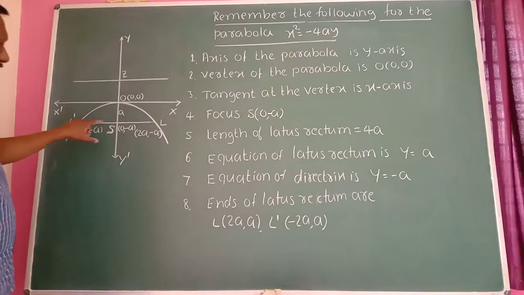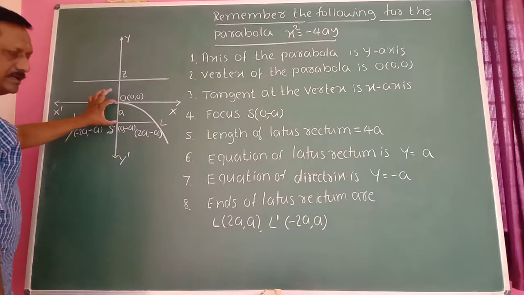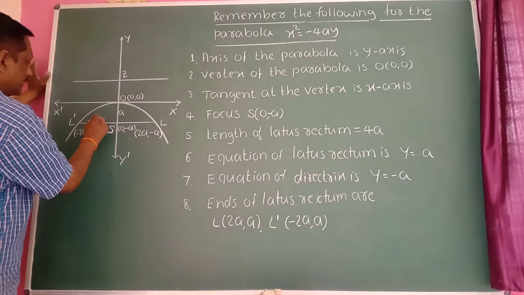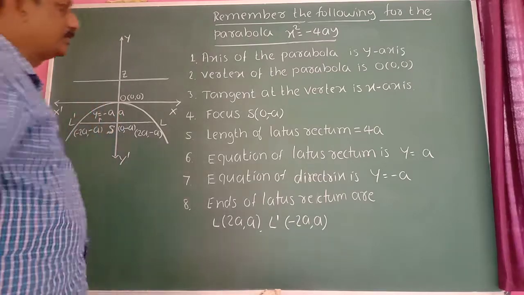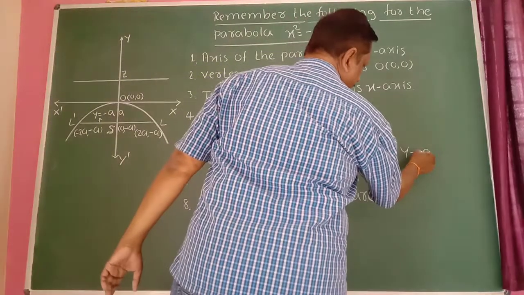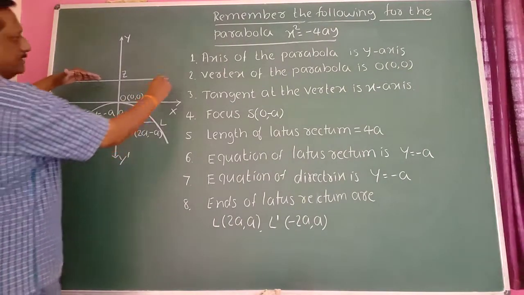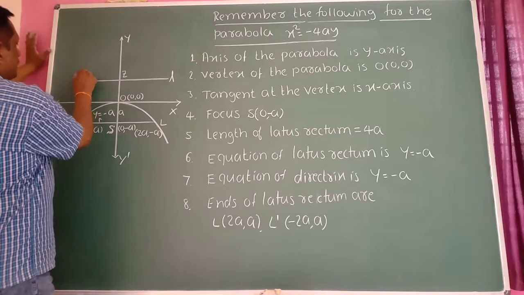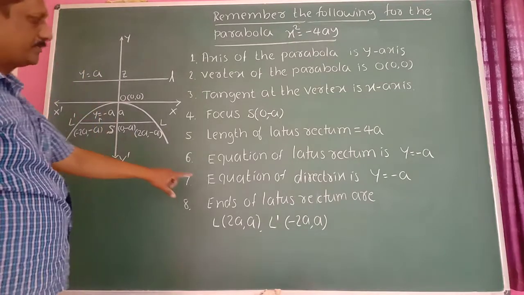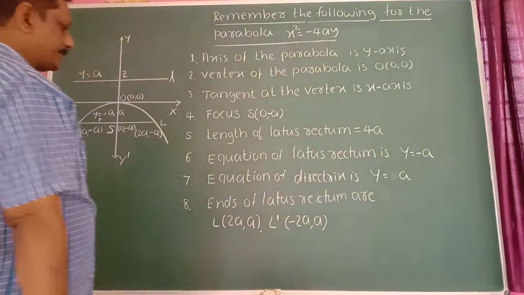This is the latus rectum. It lies below the x-axis at a distance a. So the equation of the latus rectum is y equals minus a. And this is the directrix. It lies above, hence its equation is y equals a. The equation of the directrix is y equals plus a.